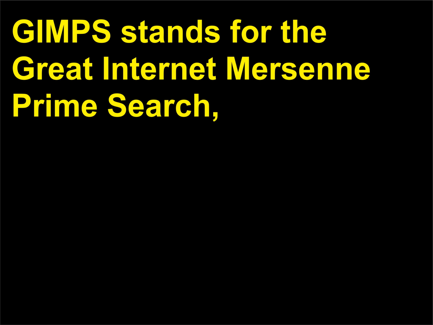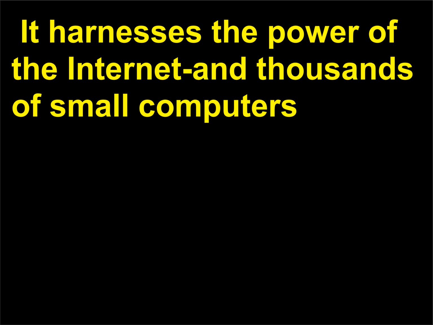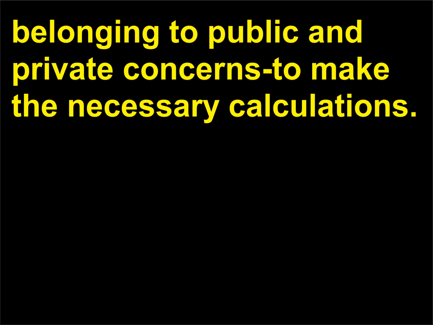What is GIMPS? GIMPS stands for the Great Internet Mersenne Prime Search, a program started in January 1996 to discover new world record-sized Mersenne prime numbers. It harnesses the power of the internet and thousands of small computers belonging to public and private concerns to make the necessary calculations.